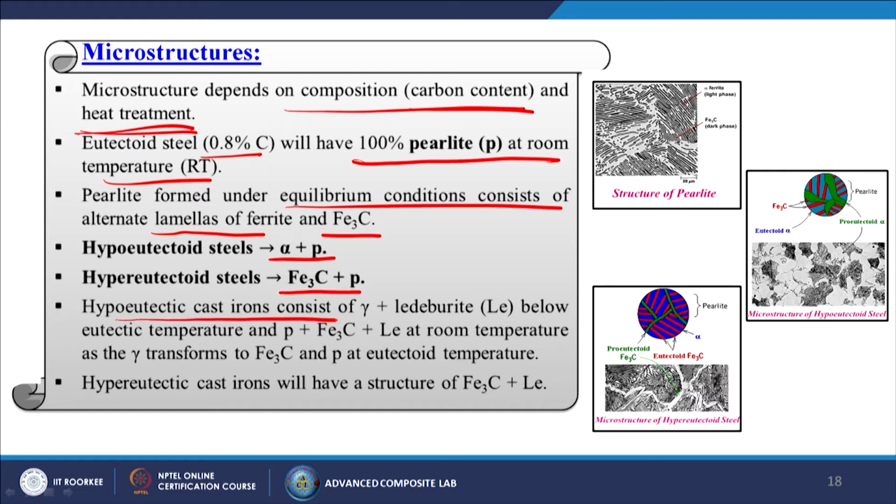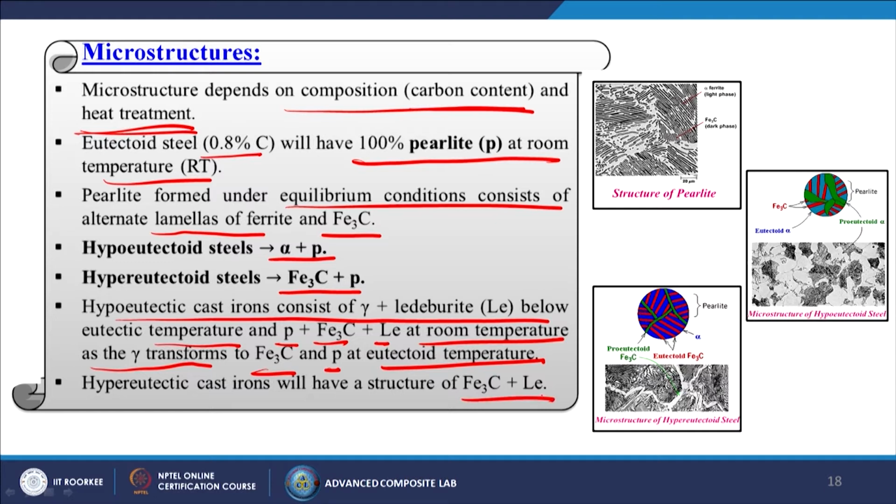Hypoeutectic cast irons consist of gamma plus ledeburite below the eutectic temperature, and pearlite plus Fe3C plus ledeburite at room temperature, as the gamma transforms to Fe3C and pearlite at the eutectoid temperature. Hypereutectic cast irons will have a structure of Fe3C plus ledeburite.